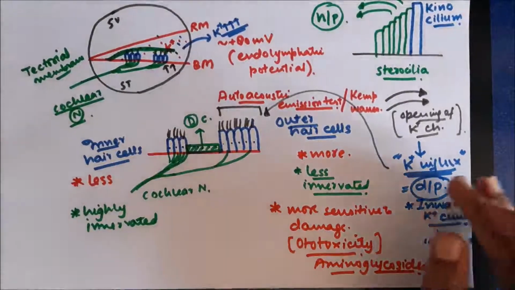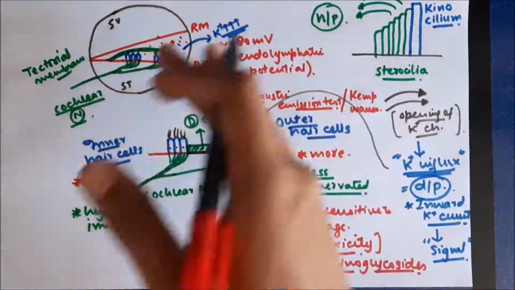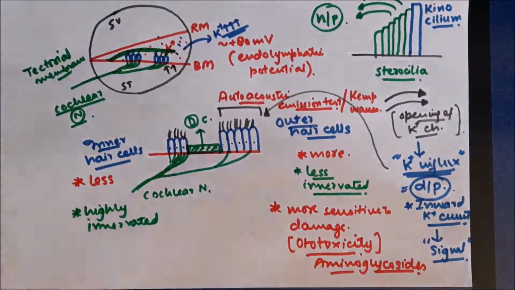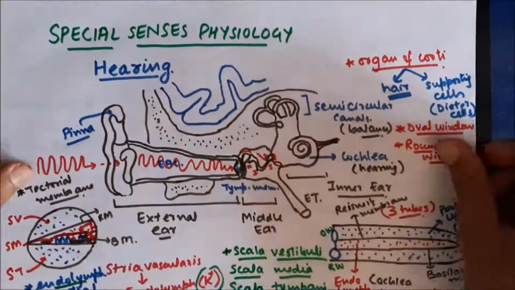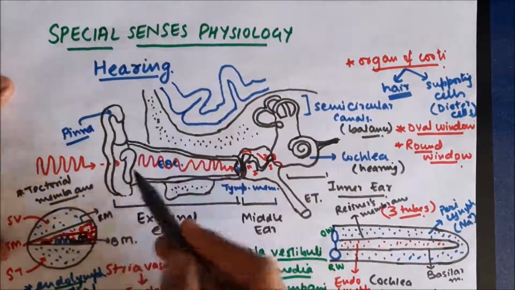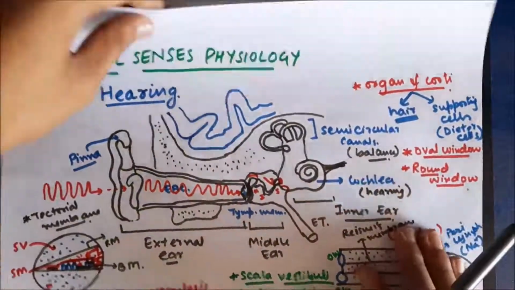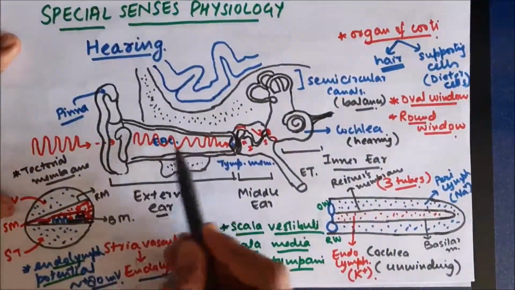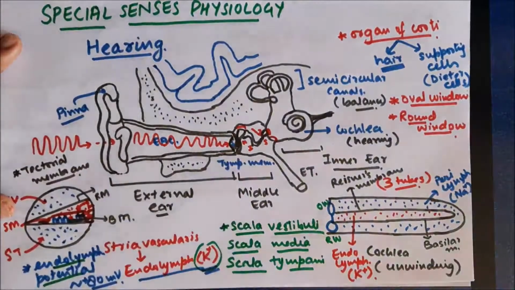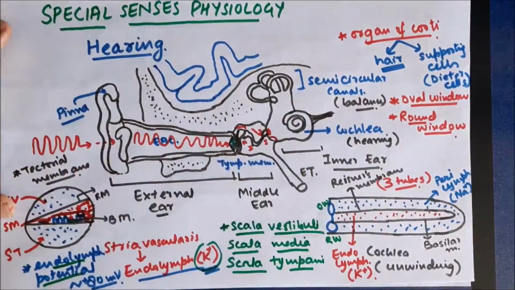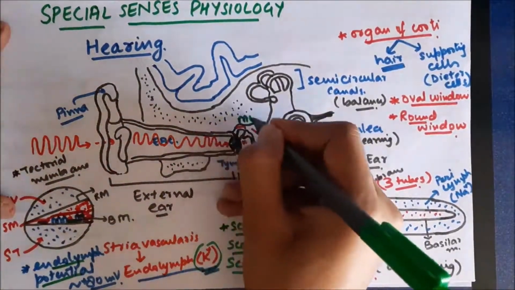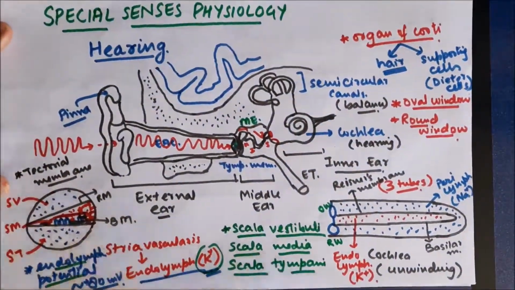So these depolarization waves are mainly responsible for generation of action potential, which is propagated along the auditory pathway and reaches higher centers in the brain, mainly the auditory cortex. Now whenever sound comes from some source, this sound is received by the external ear. It goes through the external auditory canal, and as it strikes the tympanic membrane, it causes vibrations in the tympanic membrane, and these vibrations are then propagated to the ossicles of the middle ear.